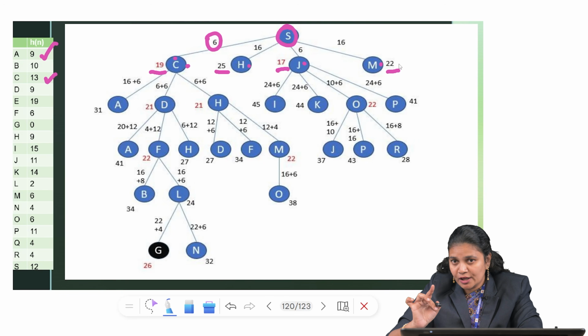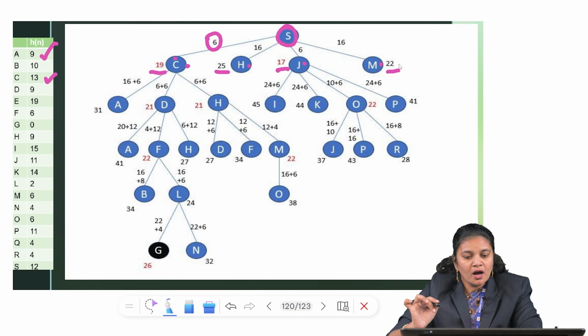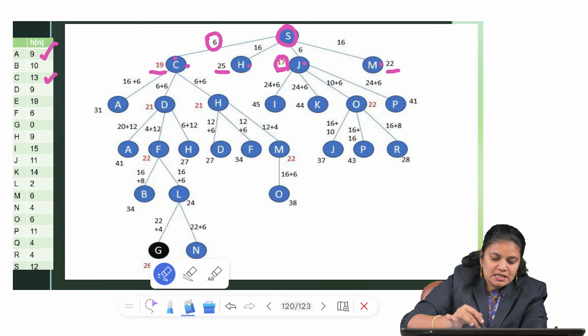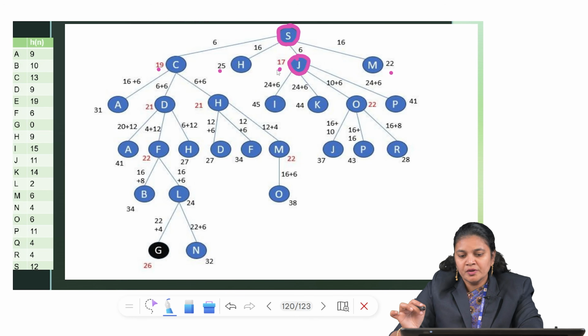We are using a priority queue. This should be kept in mind. If we are using a priority queue, the value with less F value will be there in the DQ end. That node will be visited next. So now among these 4 values, 17 is the minimum. So J is being visited. So let me mark the visited nodes. S is visited. Now J is visited because among these 4 values, 17 is the minimum, and J is being explored.